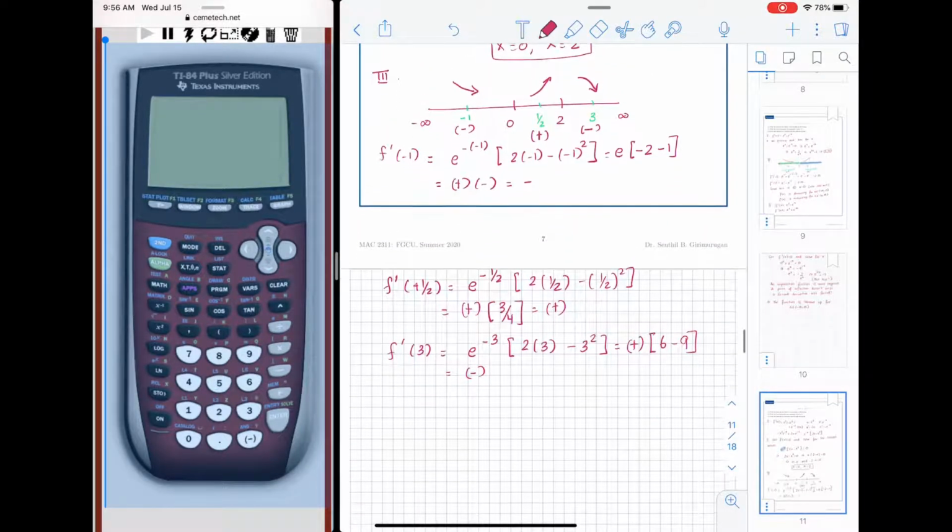So what is our conclusion? The conclusion is the function is decreasing for x in negative infinity to 0, union 2 to infinity. And the function is increasing for x in 0 to 2.